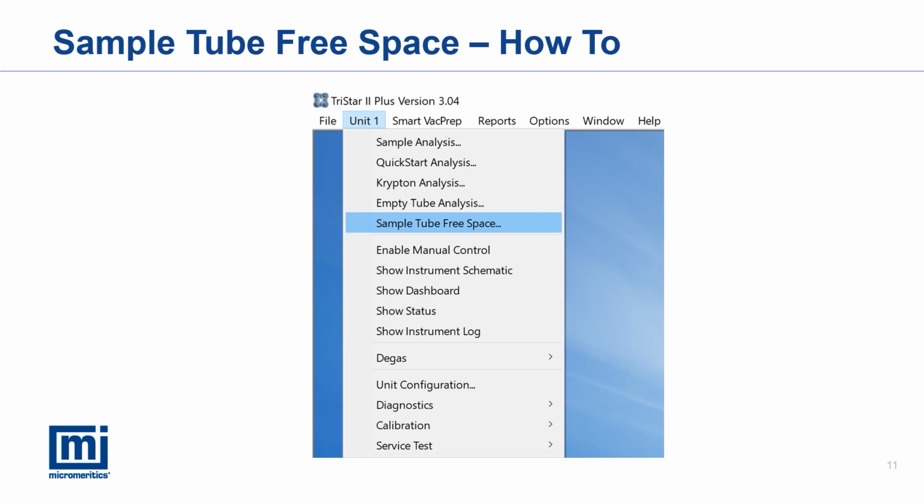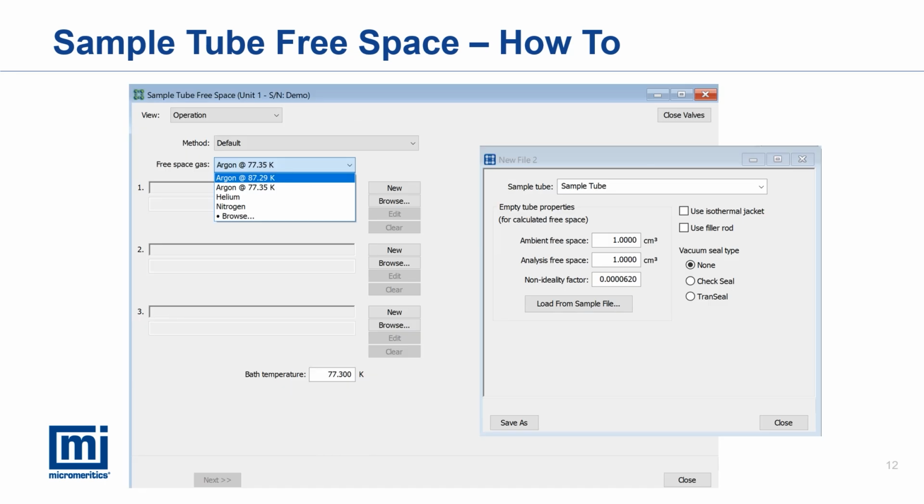The steps to use the sample tube free space option are the same for both the TriStar and 3-flex instruments. We will navigate to the Unit menu, then select Sample Tube Free Space. At the next window, select Default in the Method drop-down menu and choose your gas. Next, click New to create a new sample tube file. Give the sample tube a name and select any accessories used. These do not affect the free space values and are for reference only. Click Save As to save the sample tube file.